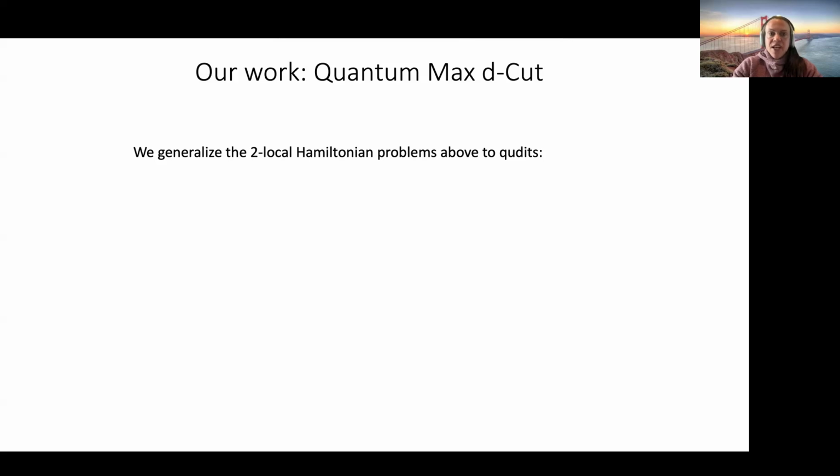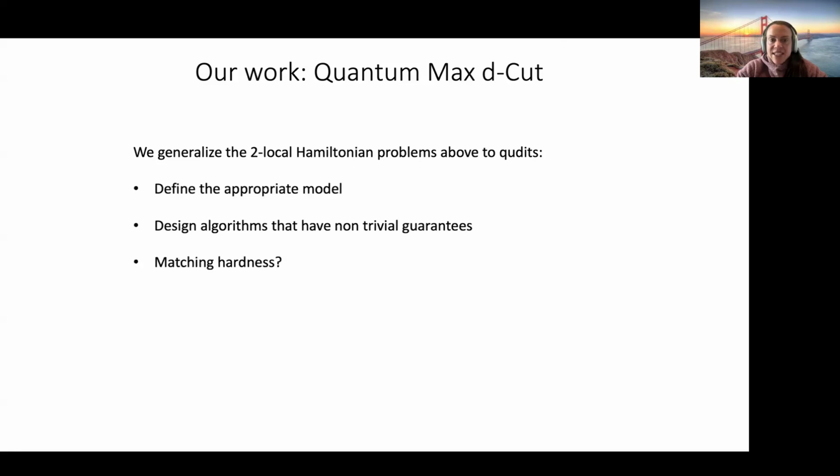So what we do in this work, we generalize the two local Hamiltonian problems to Q-dits. So what are Q-dits? Well, Q-bits are the quantum bit, so they're in a superposition of 0 or 1. Q-dits are, again, single particle states that can take one of k values. So the state of a Q-dit would be a superposition of 0, 1, 2, 3, up to k minus 1. We need to define the model, design algorithms with non-trivial guarantees, and ideally have matching hardness.